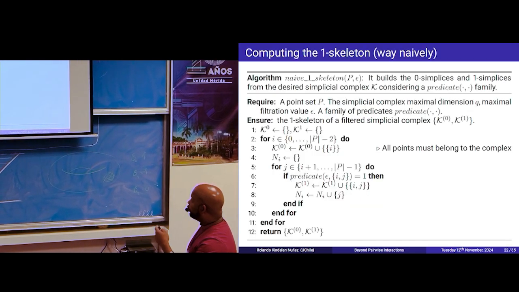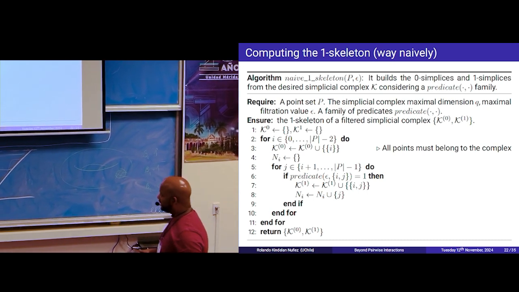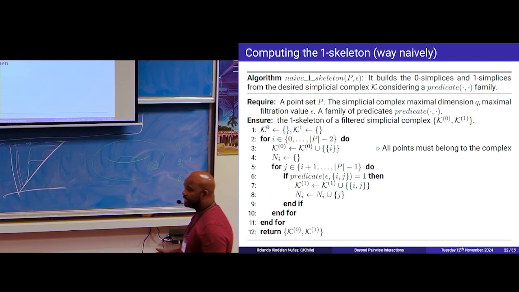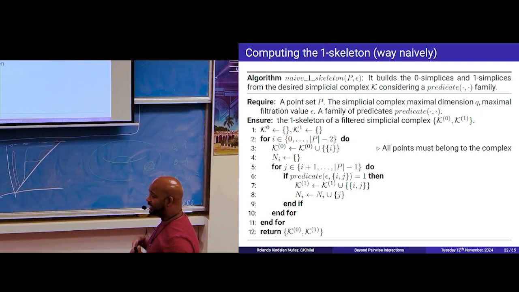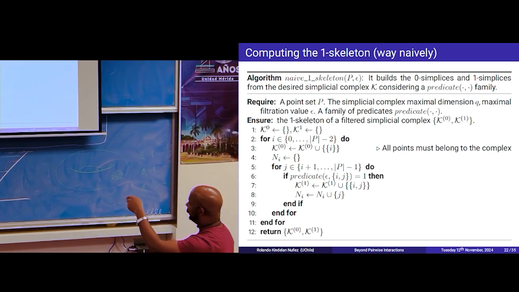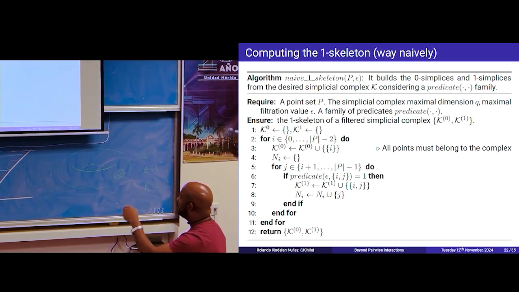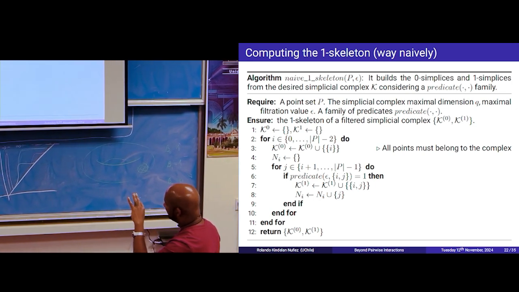First, our algorithm has two main pieces. The first one is to build the one skeleton, and the second one is to expand that skeleton to higher dimensions. But first we build the skeleton. This is a very simple algorithm, but it reflects the idea. So the main components are there.